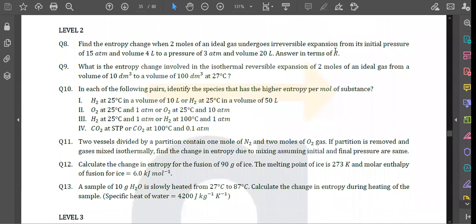Eighth, it is also putting in the formula. Volume change is given and temperature is constant, so the formula would be nR ln V2 by V1. So 7th and 8th use the same formula with changes. Now question number 9 is also the same formula. Volume change is given, so this is also nR ln V2 by V1.